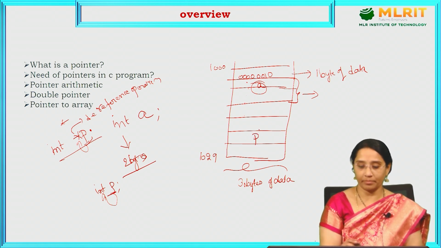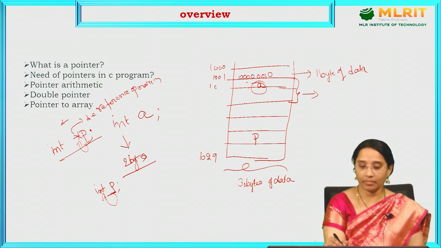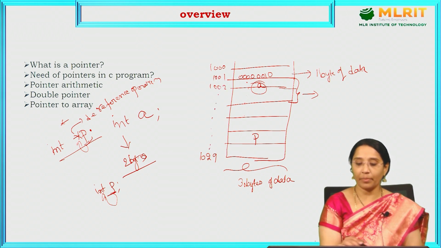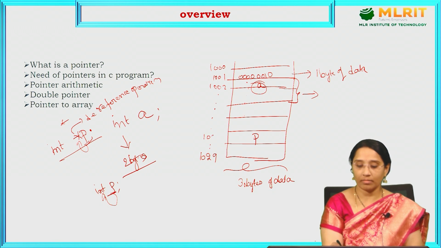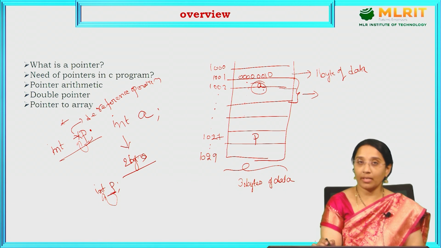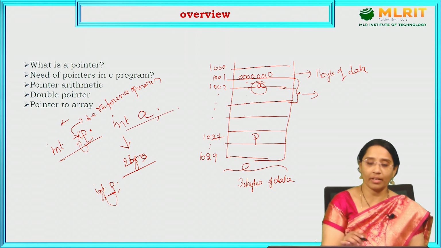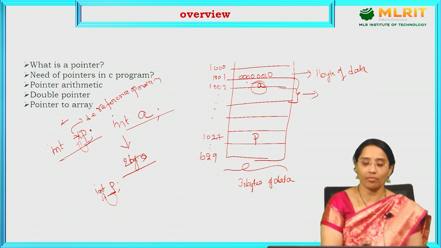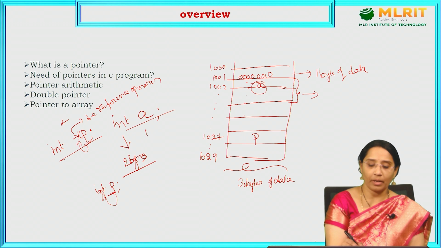Suppose consider these are your memory addresses. So, A is a variable, but here P is not a normal variable, P is a pointer variable. What is the difference between a variable and a pointer variable? A normal variable holds any value. Suppose I write int A without initializing any value, depending on the compiler, you can get either 0 or garbage values because the value was not initialized.